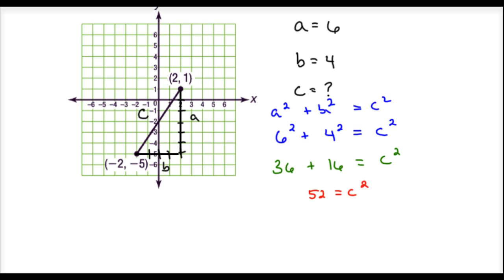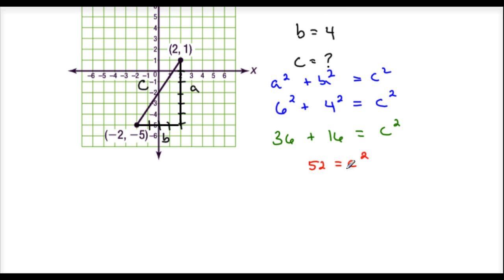Is 52 a perfect square? No. So I still want to solve for C, so I'm going to take the square root of both sides. Here are two different answers you can give me. C equals the square root of 52, which approximately equals what? If you approximate this, it's approximately equal to 7.2, unless I ask for the exact value.